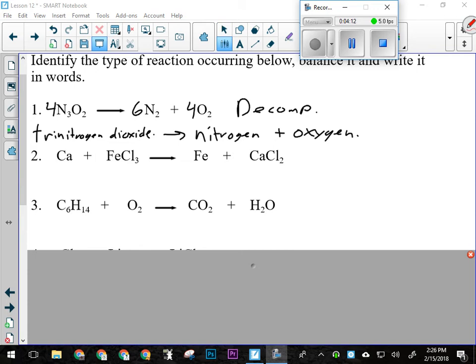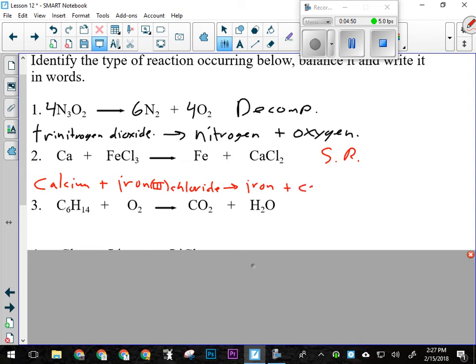So on number 2 here, I've got calcium, which is an element. It's a metal, but it's an element, reacting with iron 3 chloride, which is an ionic compound. So what kind of reaction am I looking at here? Not double. Single replacement. If it was double replacement, I'd have 2 ionic compounds. In this case, I only have 1, so that's single. Okay, single replacement. All right, then I got to write it out in words. So I have calcium reacting with iron 3 chloride, producing iron and calcium chloride.